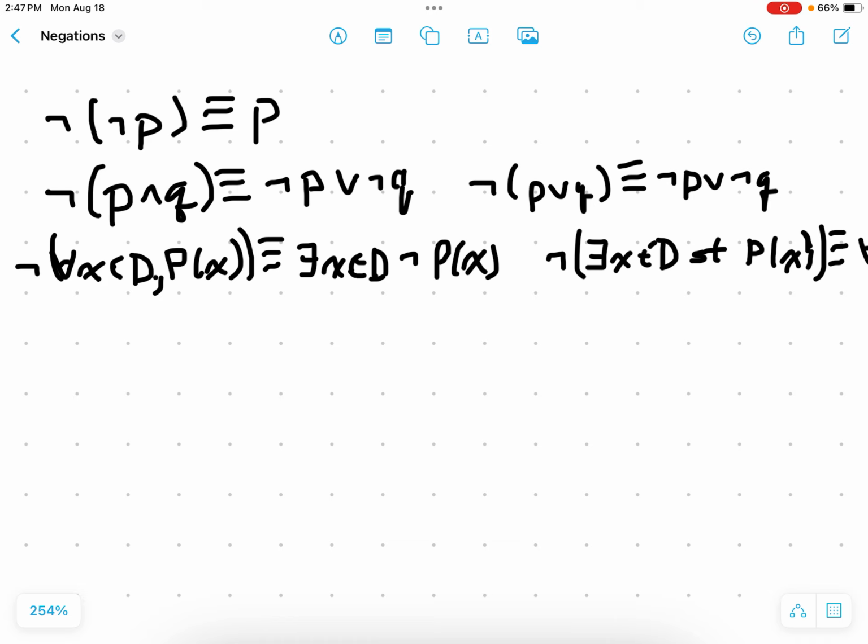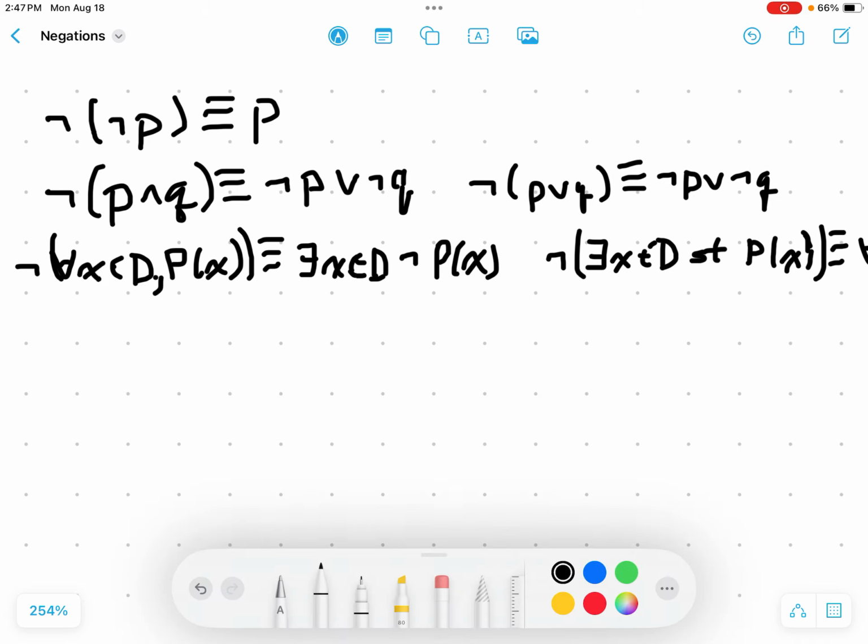We do want to take a look at how to negate something that looks like if P then Q. That one is a little bit unusual. There's not really a good way to flip an if P then Q. But remember, originally we have something that looks like if P then Q.